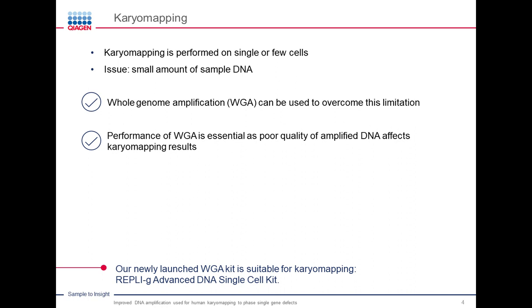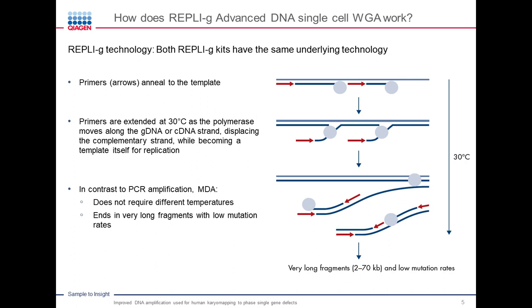One of the reasons why we launched our REPLI-g Advanced DNA Single Cell Kit is to tackle these issues. And what I want to present to you is some of the ideas behind how we built this kit. The REPLI-g Advanced DNA Single Cell Kit works with our existing technologies that we've built into our REPLI-g product line, namely our MDA or multiple displacement amplification. The way that MDA works is it's an isothermal reaction that takes place at typically around 30 degrees Celsius.